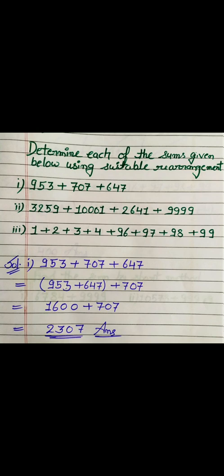We will group the first and the third number, and according to BODMAS, we solve the bracket term. So we will get 1600, and then we will add the remaining 707. So after addition, you will get 2307. So in this way, we can solve the question orally. That will be very easy.